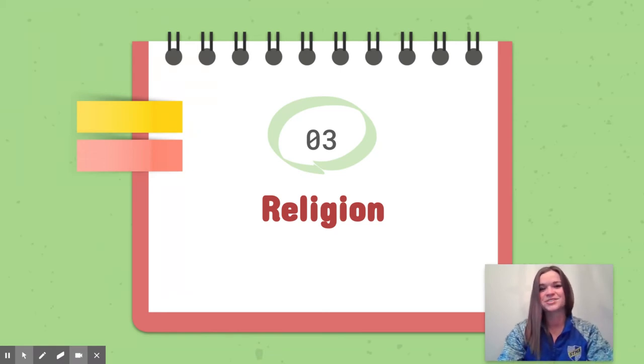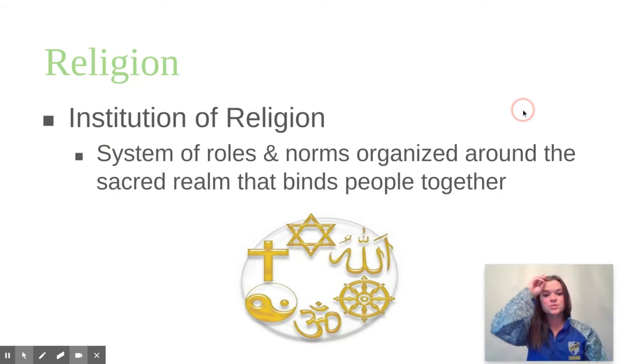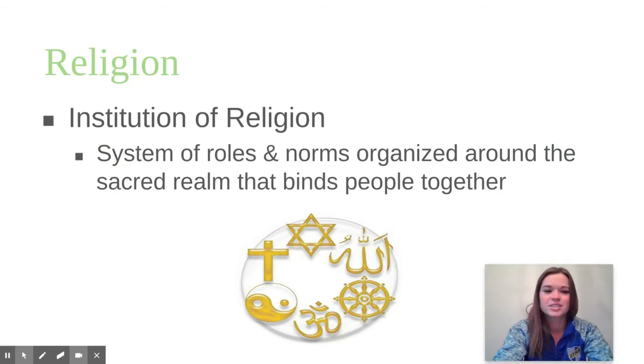Hey, sociology students. We said at the beginning of this unit that there were 5 main social institutions we would talk about, and today we are going to cover religion. All right, so the institution of religion. It's a system of roles and norms organized around the sacred realm that binds people together.